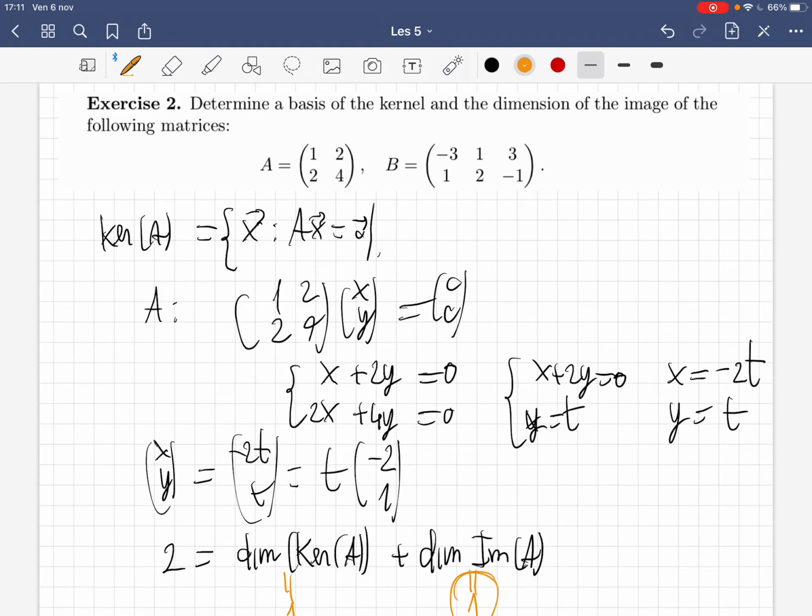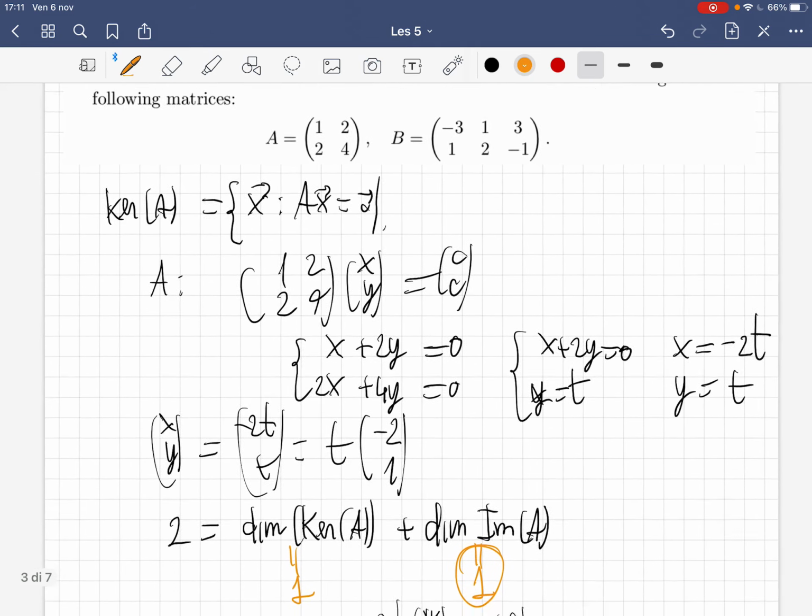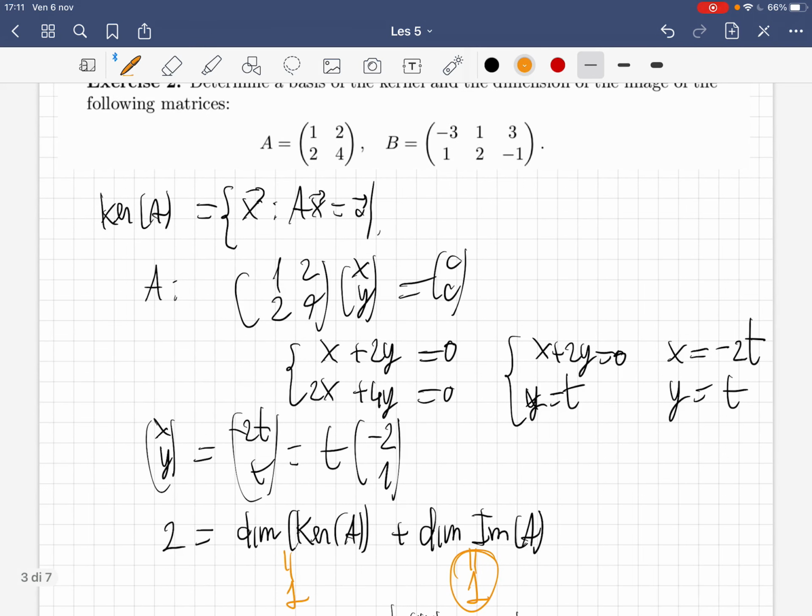I realize now that I didn't review the notions of kernel, image, and linear independence and generation. But I mean, this probably had to be done, but well, let's say that these are exercises, and we take them for granted.